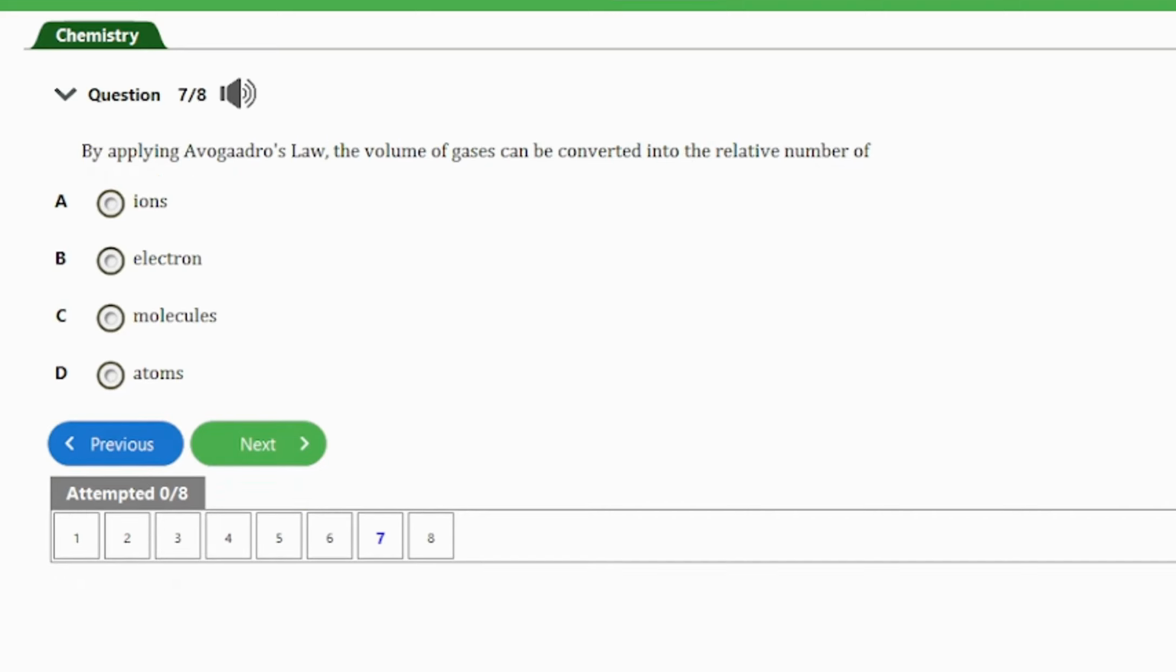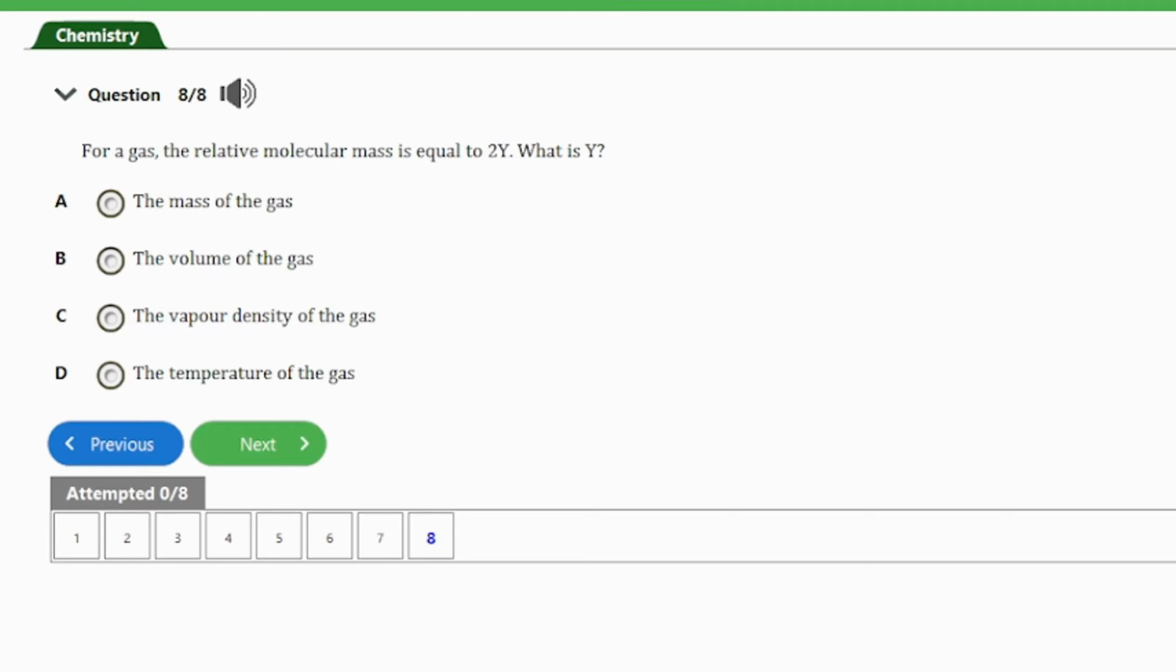So guys, let's go ahead and consider the next question. So the next question here is question number 7, guys. It says, by applying Avogadro's law, the volume of gas can be converted into the relative number of A, ions, B, electron, C, molecules, D, atoms. So guys, the answer to this question is option C, and that's molecules. By applying the Avogadro's law, the volume of gases can be converted into the relative number of molecules they contain.